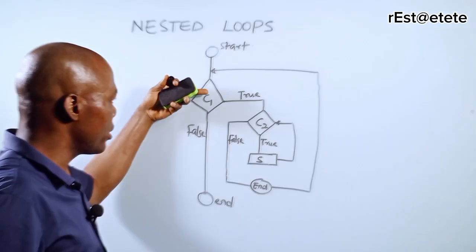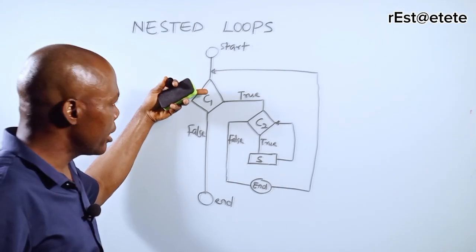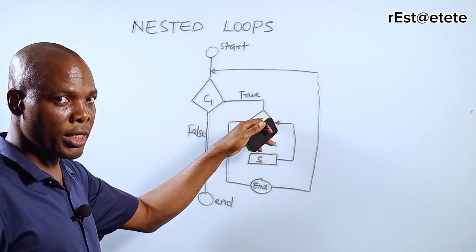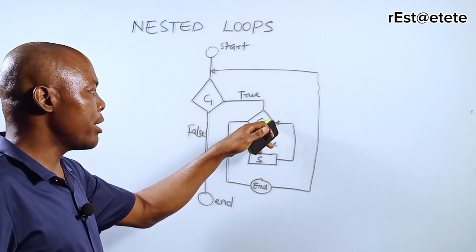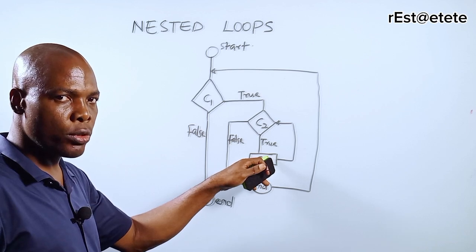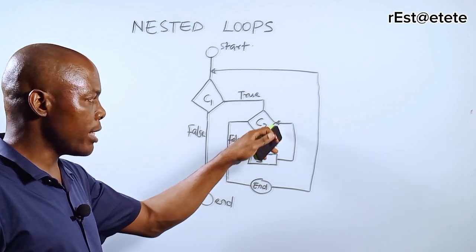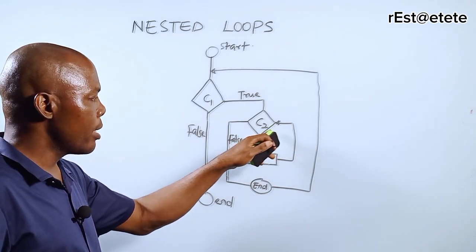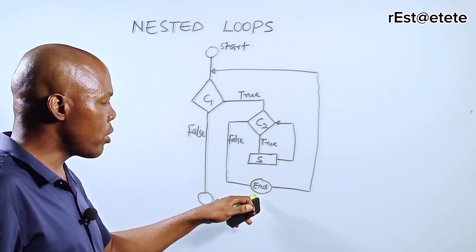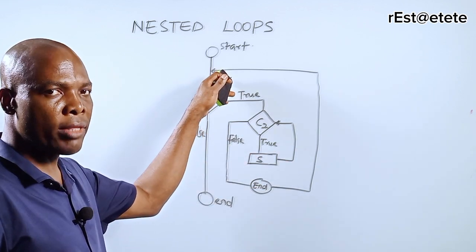Now, this is the starting point. You check the condition. If the condition is true, then you go in and test another condition, which is the inner loop. Now, if the condition of the inner loop is true, then you carry out the block of code, and then you test the condition again. But if the condition is false, you come out. But when you come out, you are coming back to the outer loop.